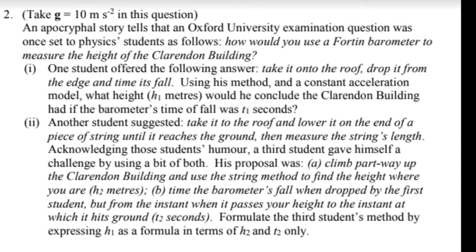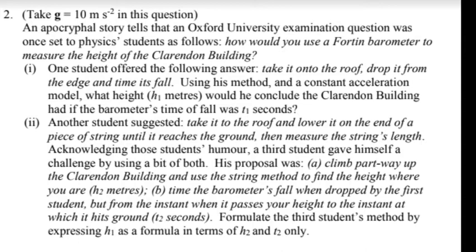His proposal was A. Climb partway up the Clarendon Building and use the string method to find the height where you are, h2 meters. Then, time the barometer's fall when dropped by the first student, but from the instant it passes your height to the instant at which it hits the ground. Formulate the third student's method by expressing h1 as a formula in terms of h2 and t2 only.